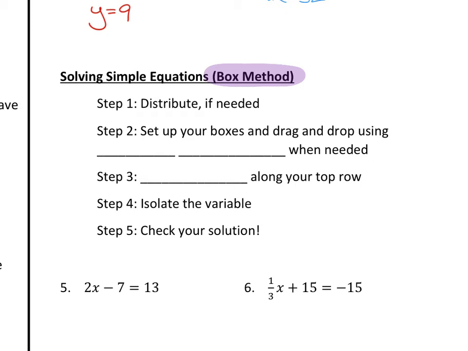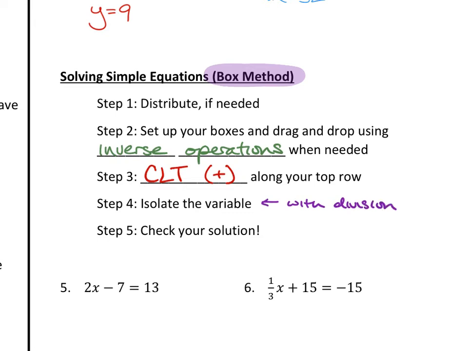Step 2 says to set up your boxes and drag and drop using inverse operations when needed. Okay, we're still using those inverse operations we just went over. Step 3 is to combine like terms, CLT for short, which is adding along the top row of your boxes. Then we're going to isolate our variable. This is typically with division. And last but not least, we check our solution because we're good students and we always want to check our work.